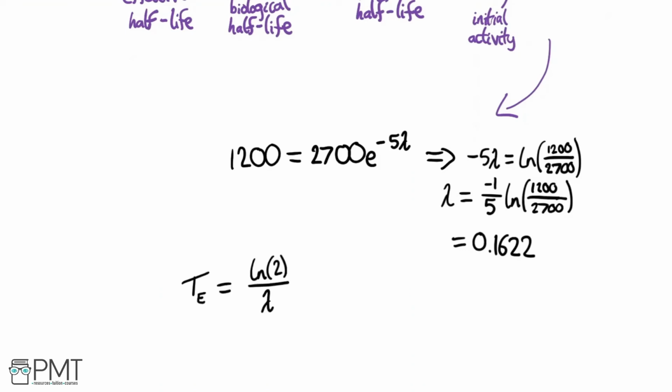So the effective half-life is equal to natural log of 2 divided by the decay constant. So we end up with 4.273 days for the effective half-life. Now what we need to do is put that into the equation and rearrange.